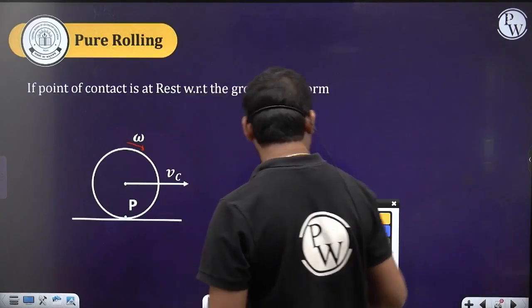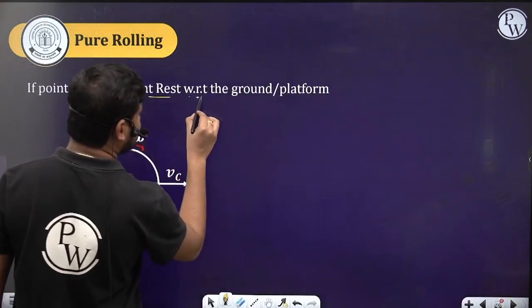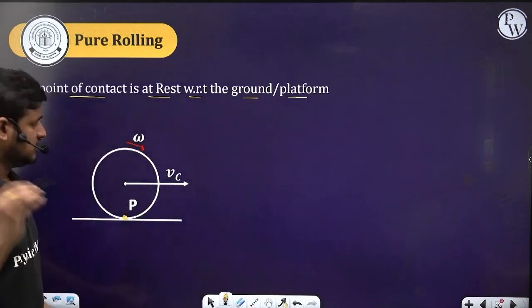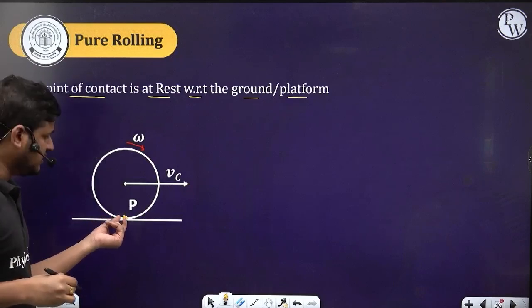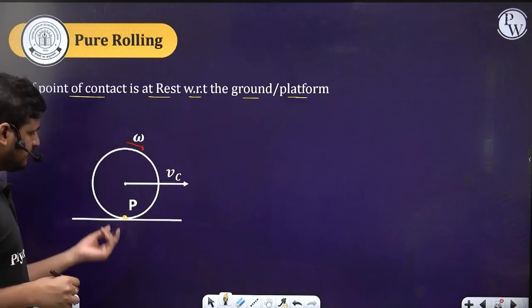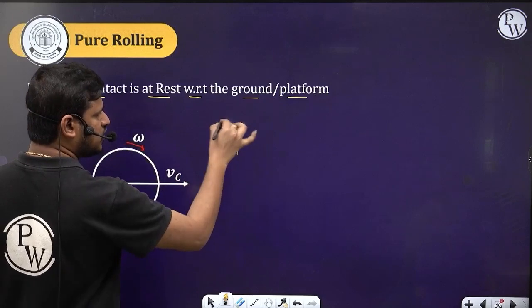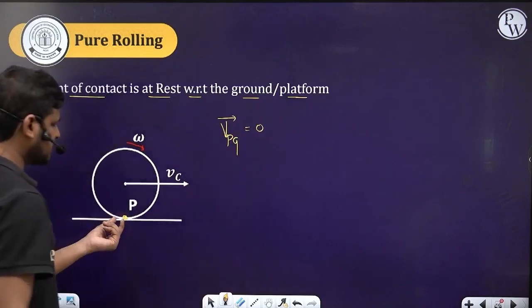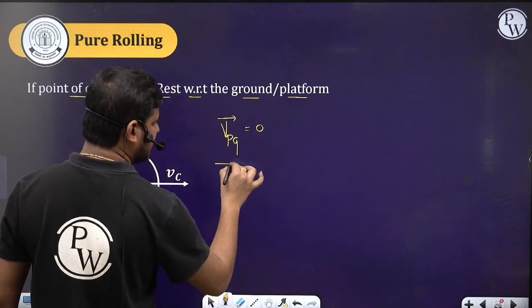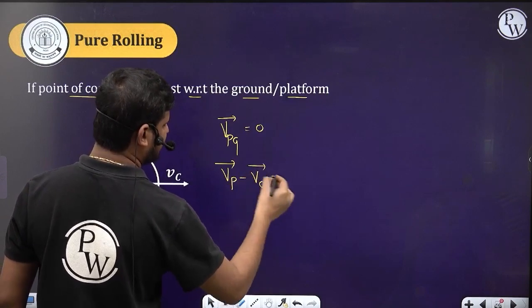So let's go to the pure rolling part. What is pure rolling? If the point of contact is at rest with respect to the ground. This is the bottommost point, which is in contact with the ground. If it is at rest with respect to the ground, that means the velocity of point P with respect to ground should be equal to 0. So we can write it as velocity of point P minus velocity of G, Vp minus Vg.